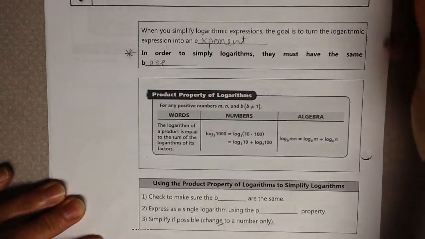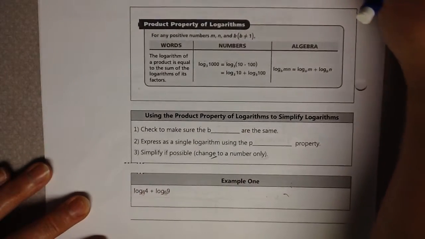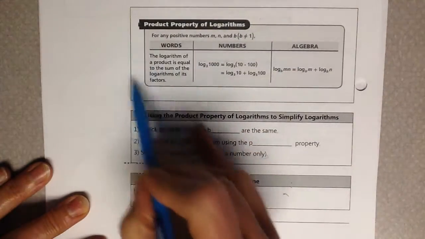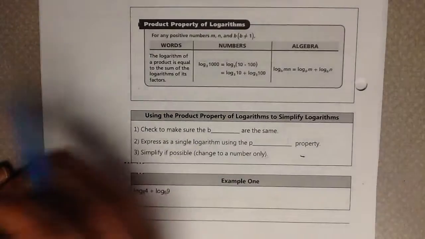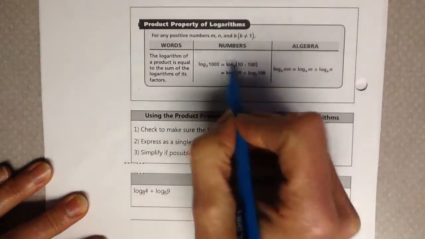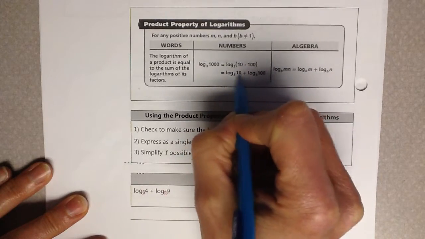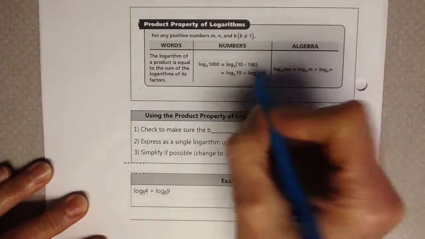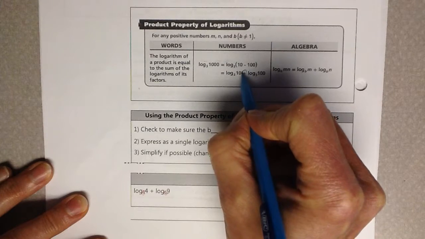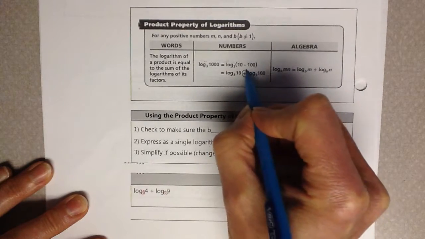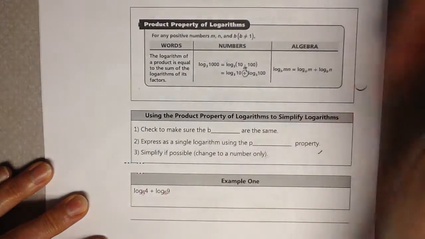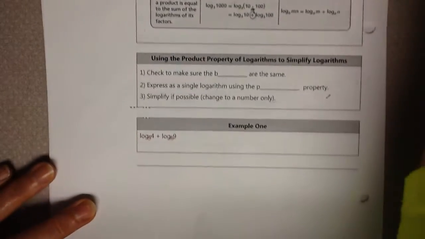Now this is really important. I'm going to repeat that more than once. So here is the product property snipped from your book. And these can go both ways. You can condense them or you can spread them out. And if you are adding, you condense them by using multiplication. So I'll show you what I mean in the example down below.